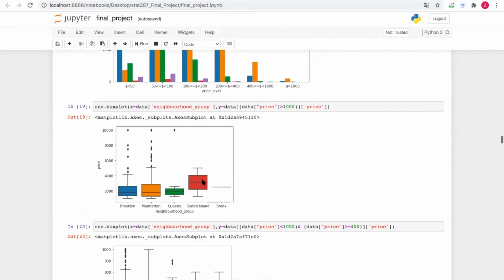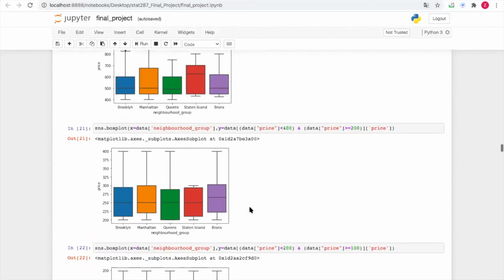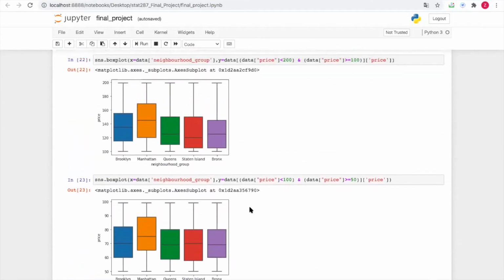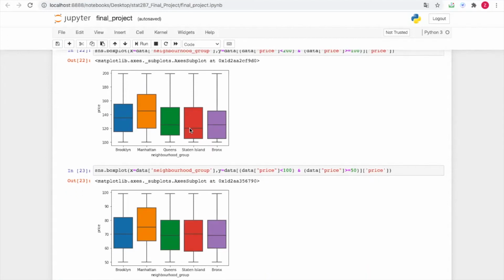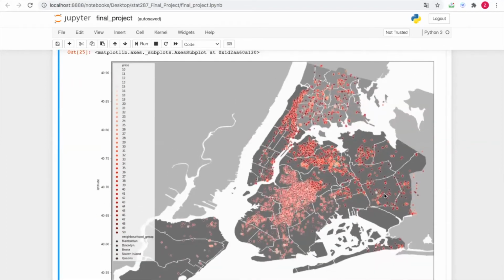We also made some box plots between different price levels in neighborhood groups. And we could note that the houses are more willing to set their price range between 50 to 200. Since these two box plots have no outliers, those five groups present normal distribution.